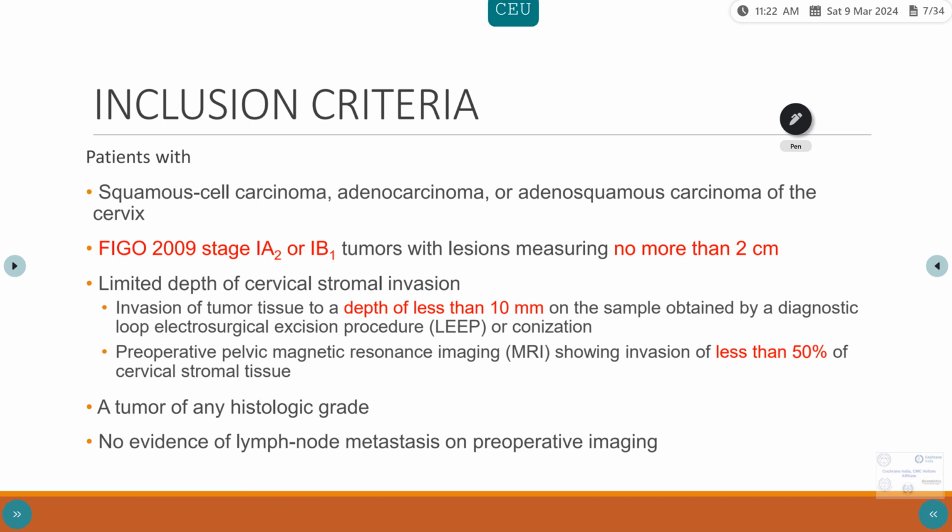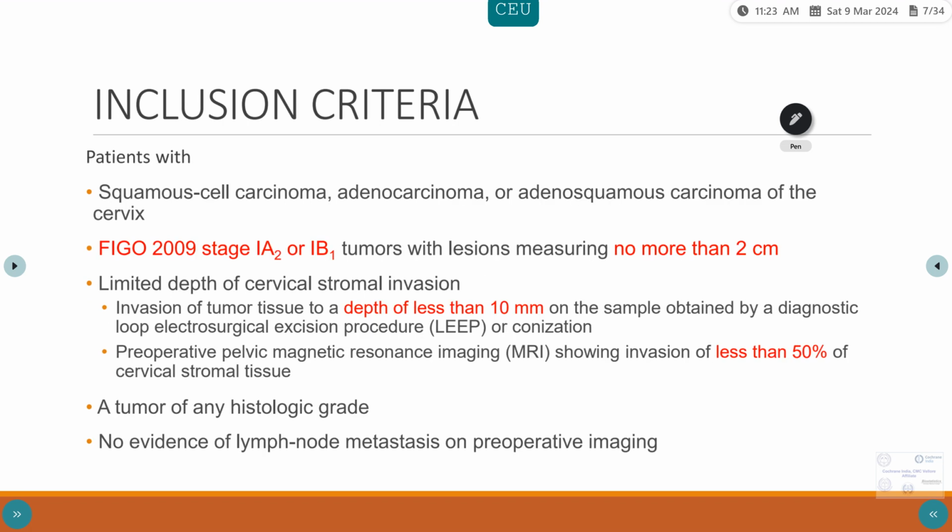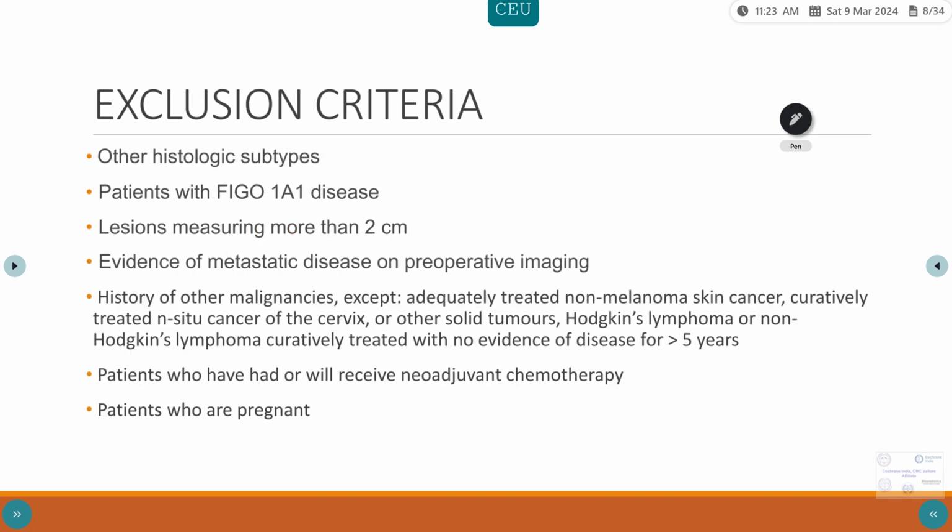So they have excluded patients with other histological subtypes, patients with lower grade, that is grade 1, or lesions which are more than 2 centimeters, or if there is evidence of metastatic disease. If there was any history of any other malignancies also, they have excluded except a few. And patients who have had previous neoadjuvant chemotherapy or pregnant women, they have excluded. So the inclusion criteria and the exclusion criteria are fairly reasonable, and our patient fits into these criteria.